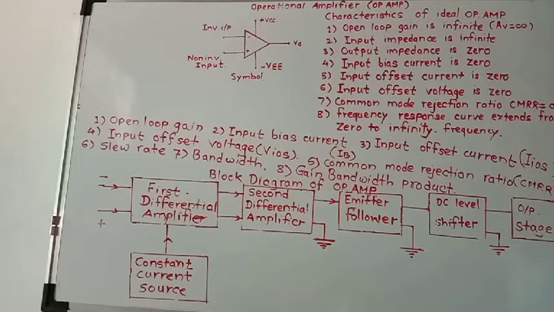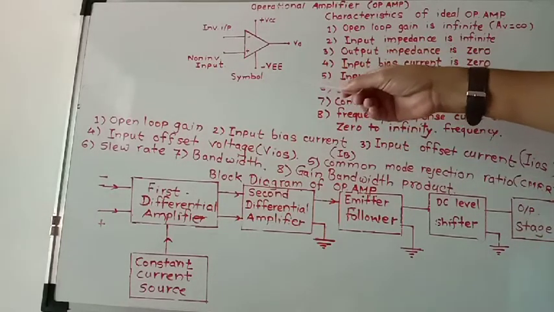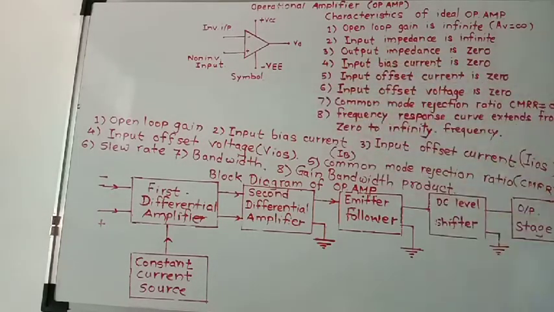For the IC741 op amp, the CMRR is 90 dB. dB means decibel. Such a high CMRR helps to reject the common mode signal, such as noise, successfully.